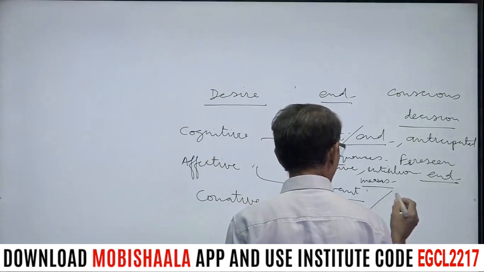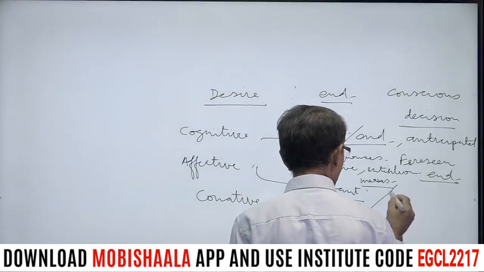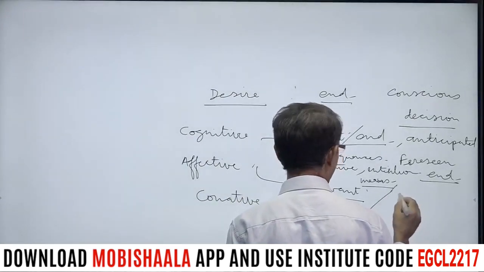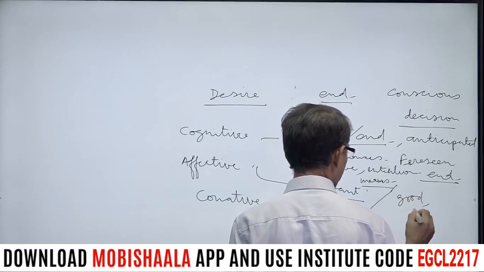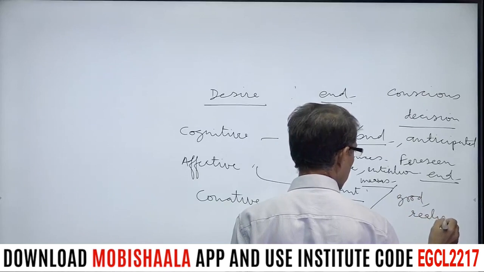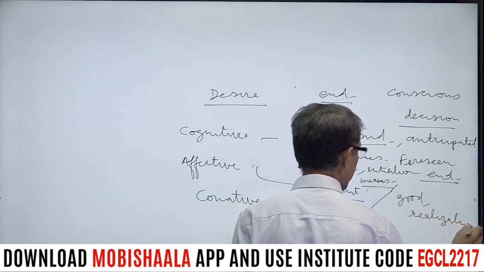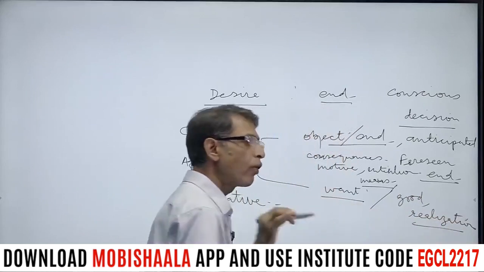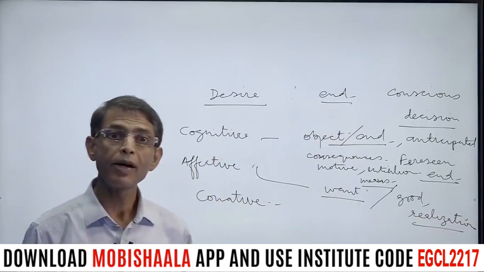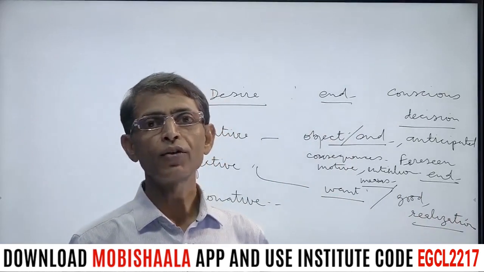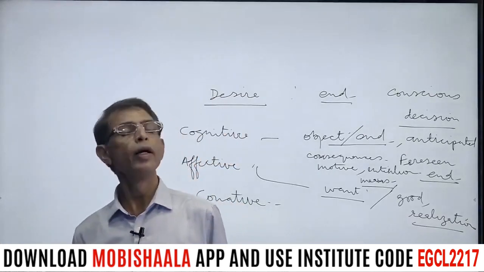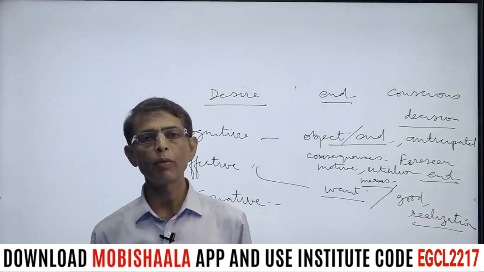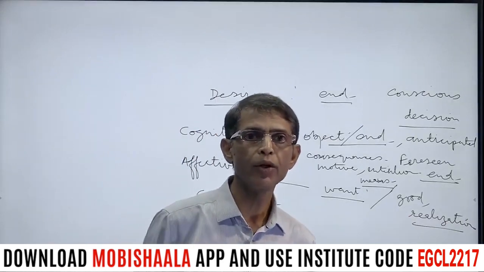But there is also a feeling of realization of the end. So there is a good feeling. There is also a good feeling of realization of anticipated end. That is the affective aspect of any desire. If it is not there, then there will be no driving force. This is the source of inspiration.